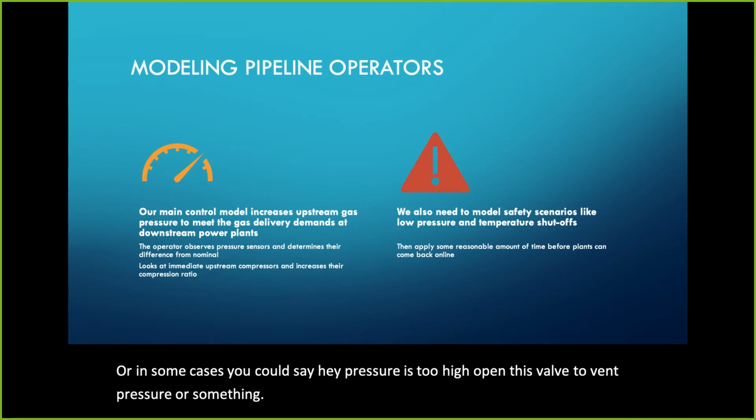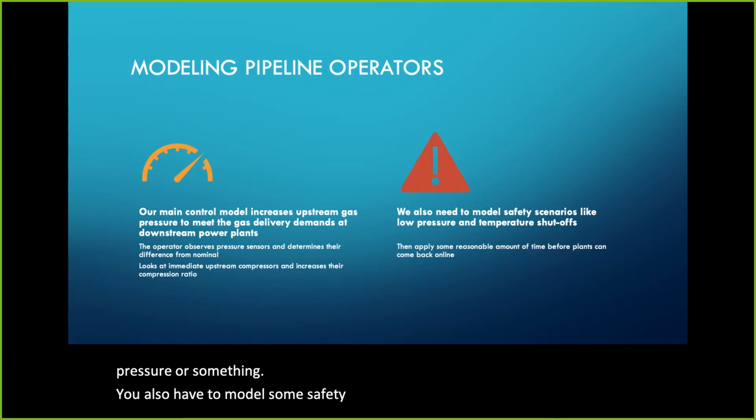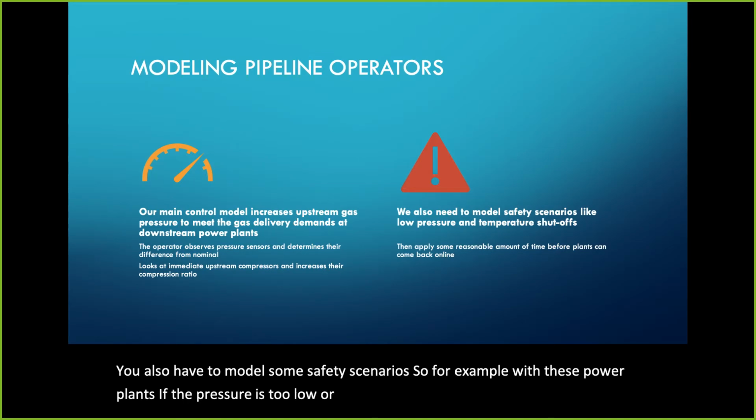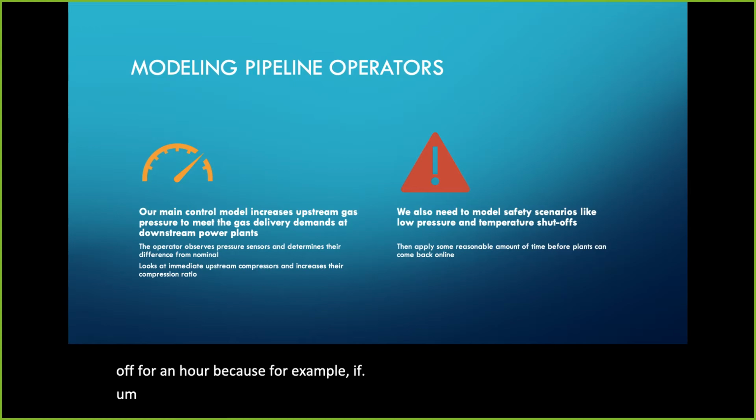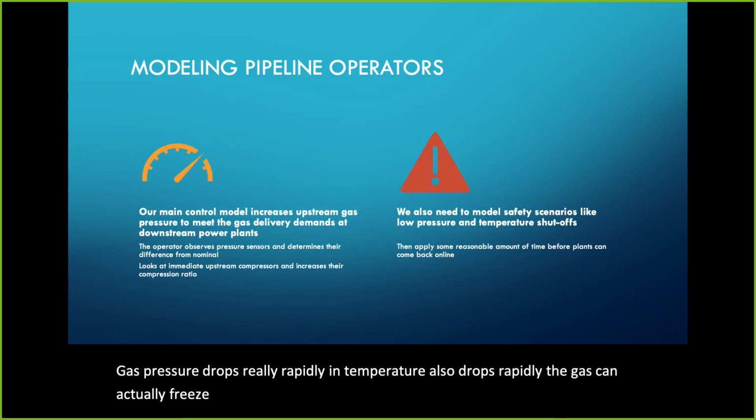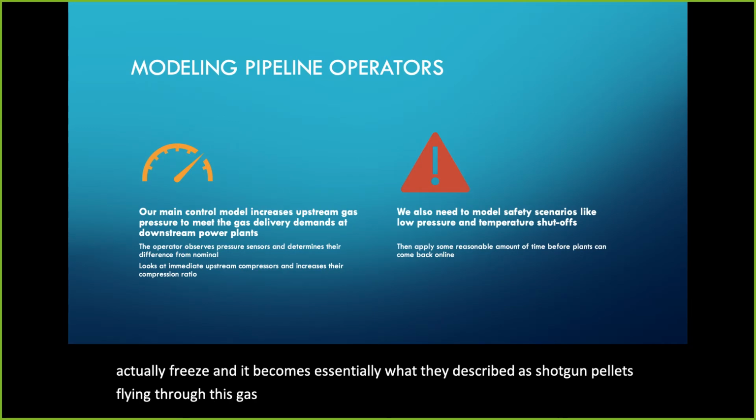We also have to model some safety scenarios. So, for example, with these power plants, if the pressure is too low or the temperature is too low, they'll actually shut off for an hour. Because if gas pressure drops really rapidly and temperature also drops rapidly, the gas can actually freeze, and it becomes essentially what they describe as shotgun pellets flying through this gas pipe, these frozen gas pellets, and that can cause a lot of damage to the system.